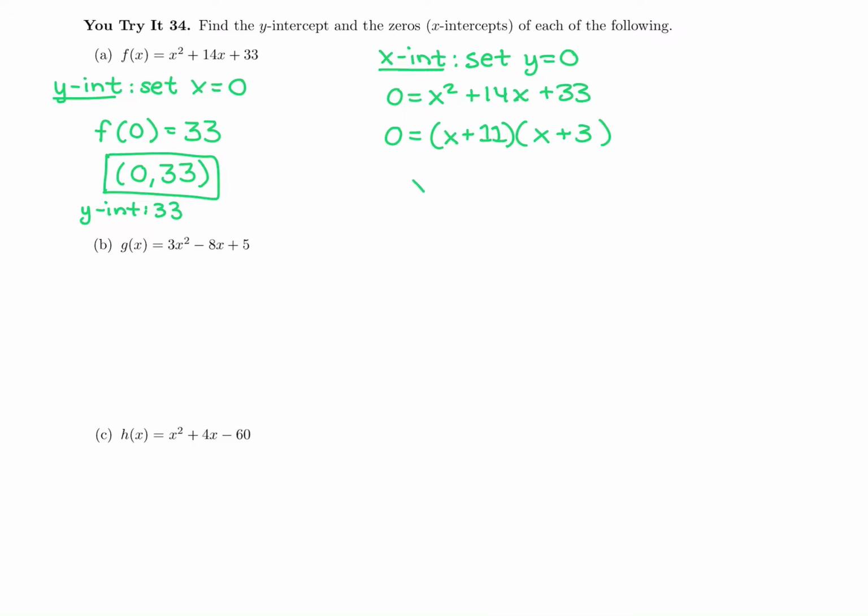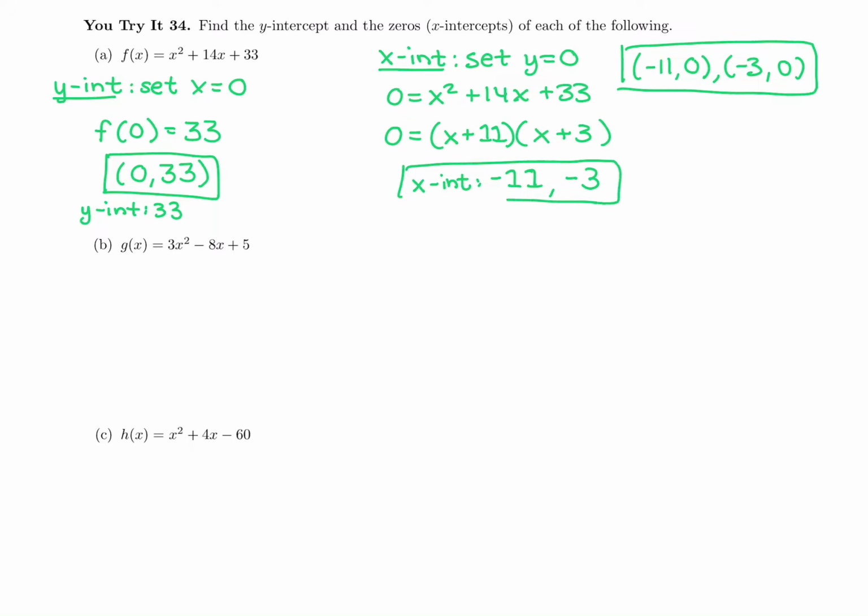So my x-intercepts that I get from this, what makes x plus 11 0 would be negative 11. And what makes x plus 3 0 would be negative 3. Or as points, we would have negative 11 comma 0 and negative 3 comma 0 as our x-intercepts. Those are the two x values we can plug in and get a y value of 0 out.